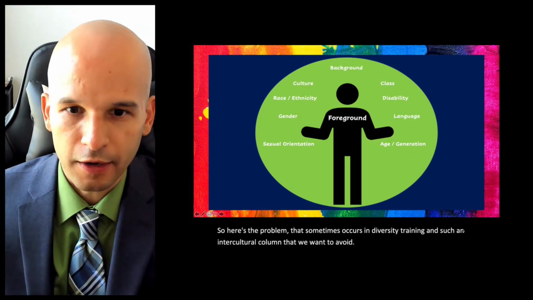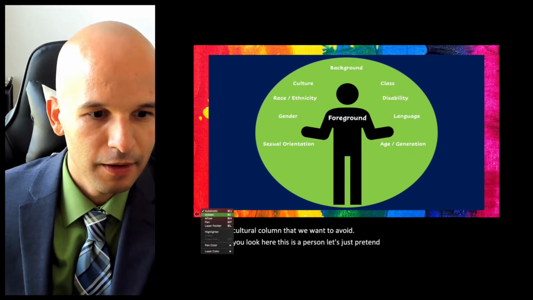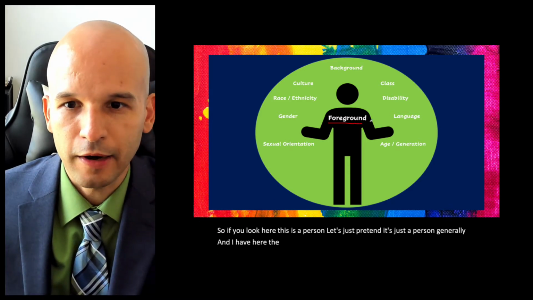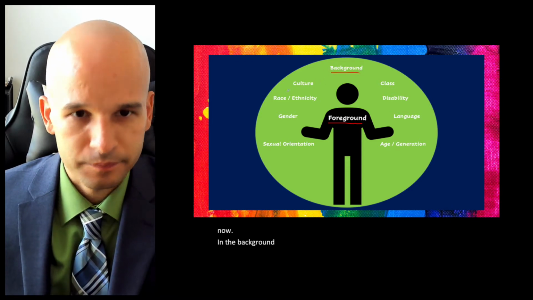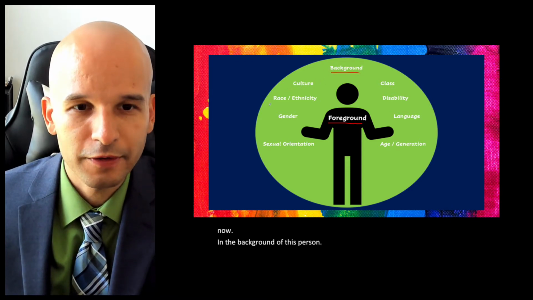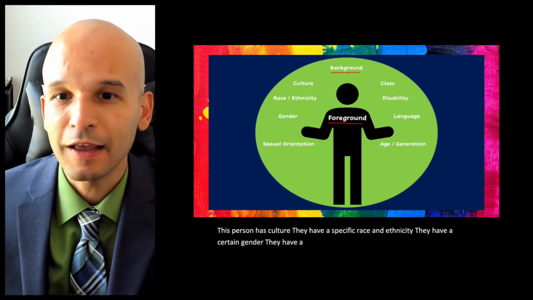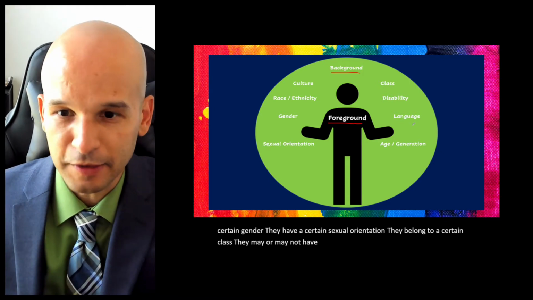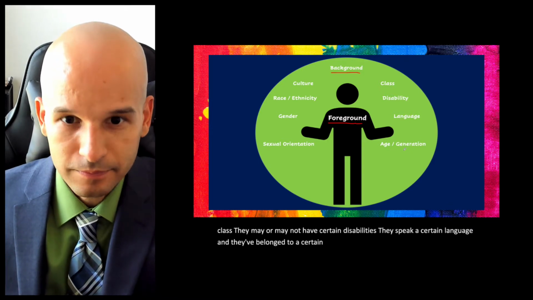So if you look here, this is a person. Let's just pretend it's just a person generally. And I have here the foreground, okay? So this is you interacting with a person. Now, in the background this person has culture, they have a specific race and ethnicity, they have a certain gender, they have a certain sexual orientation, they belong to a certain class, they may or may not have certain disabilities, they speak a certain language, and they belong to a certain age and generation.